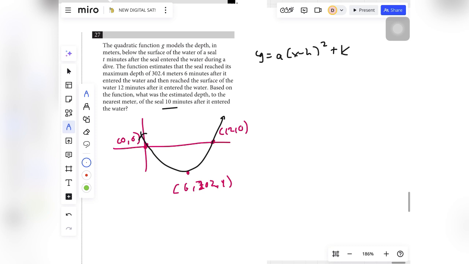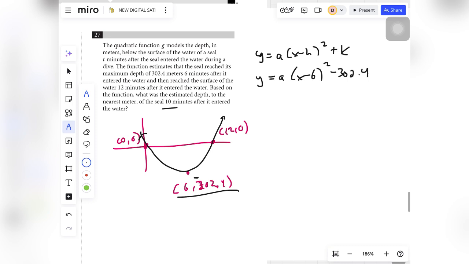But I'm going to show you the mathematical way to do it too, just in case you ever need that. y equals a times x minus h squared plus k is our vertex form. And anytime we have the vertex form, I can plug in the vertex, which I know, the maximum or the minimum. x minus 6 squared minus 302.4 because it's below the surface. Remember to be very careful with that.